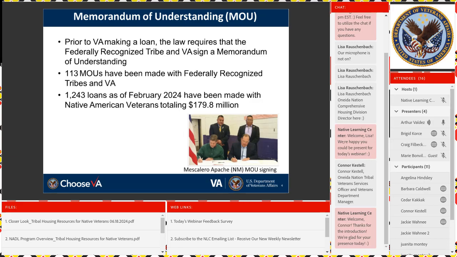We want to make sure that we respect the tribal land and their rules. For example, if we're going to build a new home, one of the things that's required is a historical survey. Make sure there's nothing that we're going to be building on that's sacred. So again, we work together very closely to make sure we respect the tribe's laws and rules.